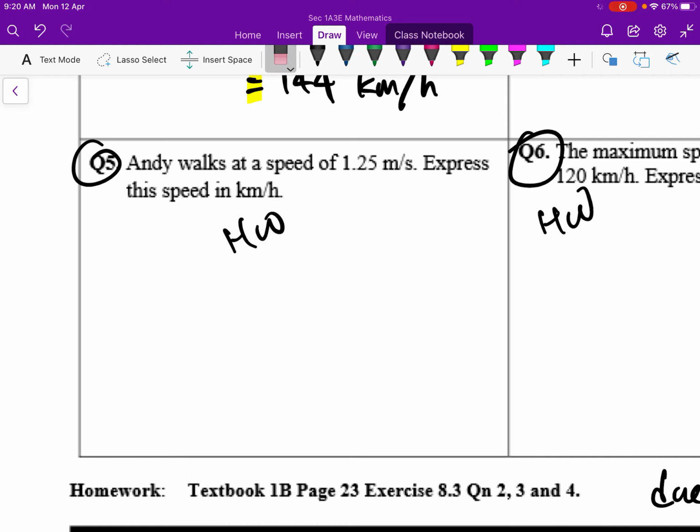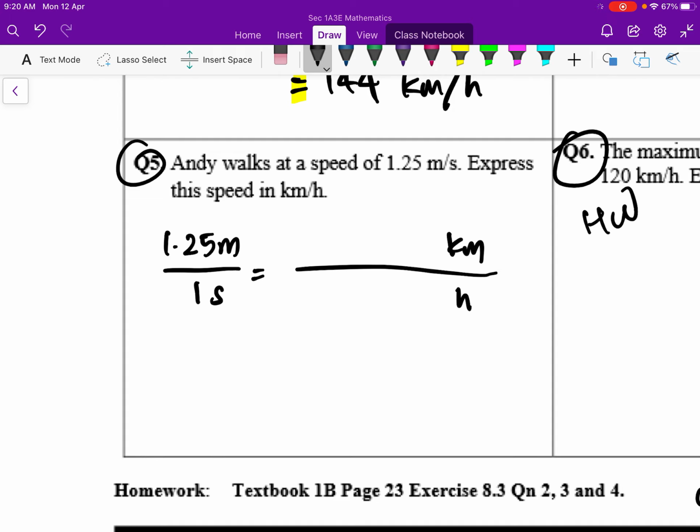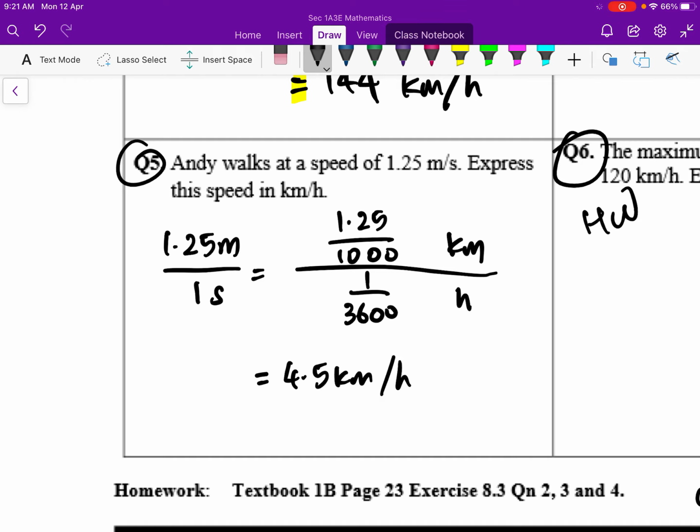So I express this speed in kilometers per hour. 1.25 meters over 1 second in kilometers per hour. So 1.25 meters in terms of kilometers: 1.25 over 1000. Then 1 second in terms of hour, 3600, because 60 times 60 you get 3600. And then just use your calculator to work that out. 1.25 divided by 1000, then 4.5 kilometers per hour.